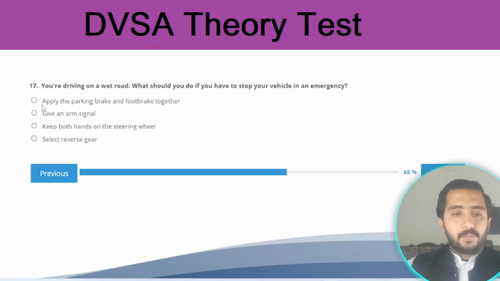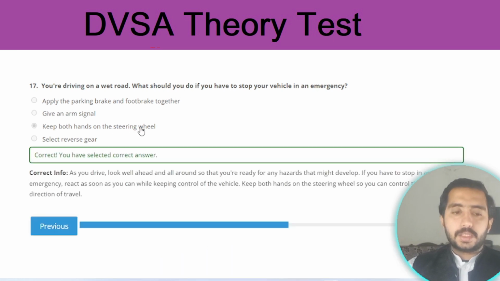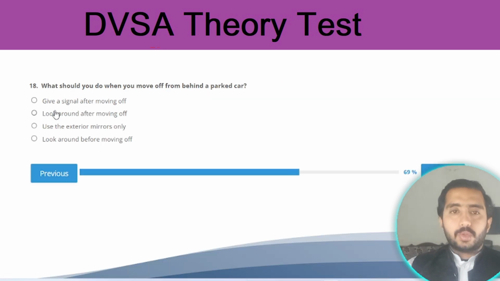Next question. Question number 17 is, you are driving on a wet road. What should you do if you have to stop your vehicle in an emergency? The correct option is keep both hands on the steering wheel. Option C is the correct one. Next question, question number 18. What should you do when you move off from behind a parked car?